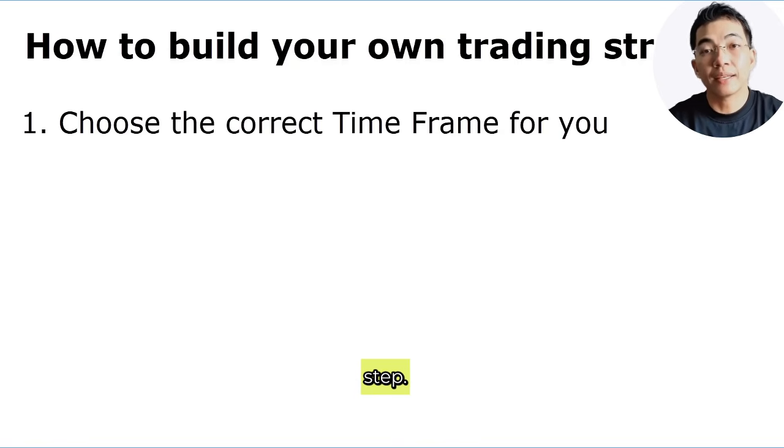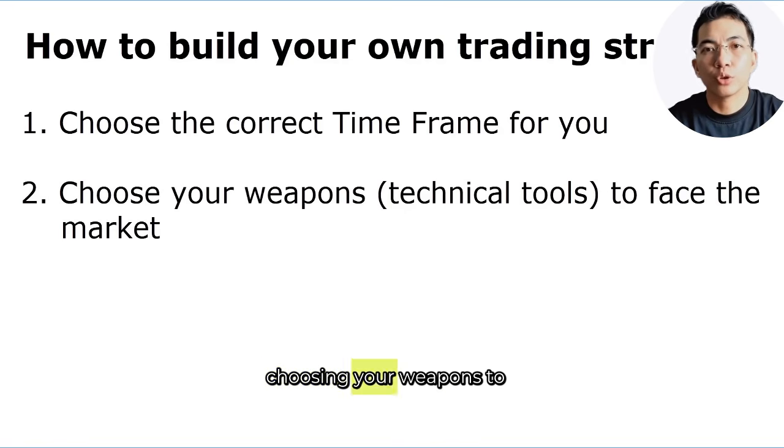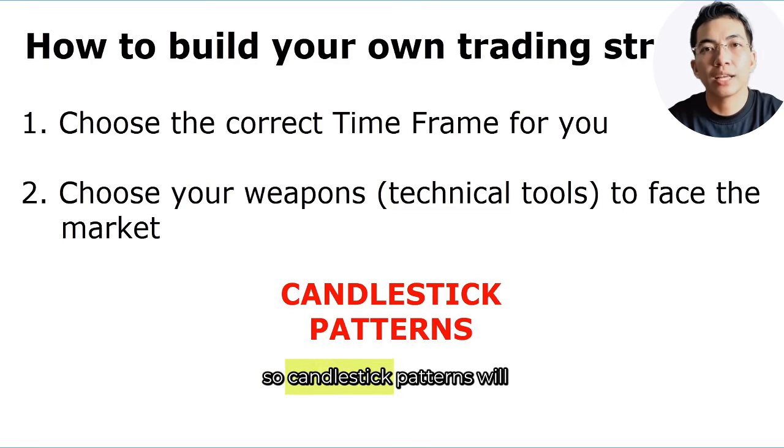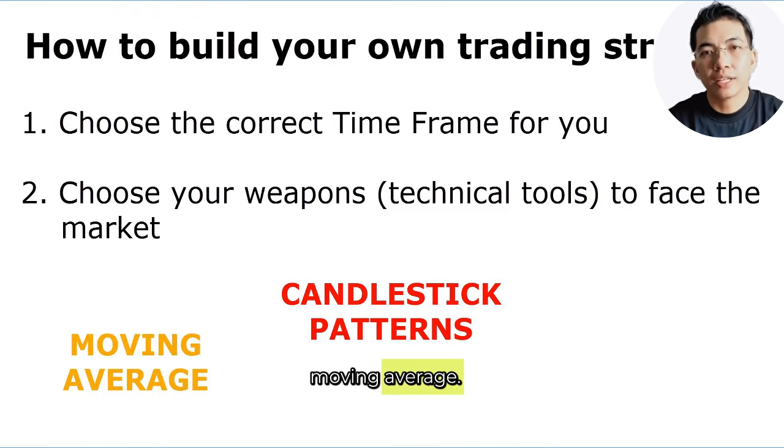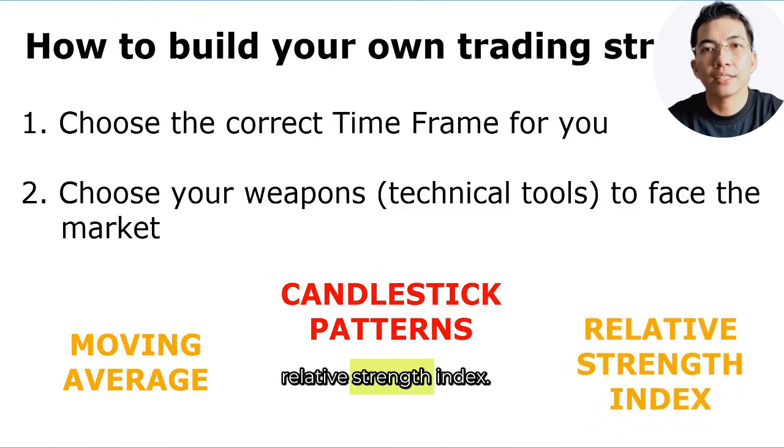We can jump to the second step. The second step is choosing your weapons to face the market. We have seen everything possible about the candlesticks, so candlestick patterns will be a huge weapon by your side to win the war against the market. Do you want to have something more on your chart to filter the signals? Well, sure, you can do it. Go on. We have seen the moving average, we have seen the relative strength index, we have also analyzed different settings for these indicators.